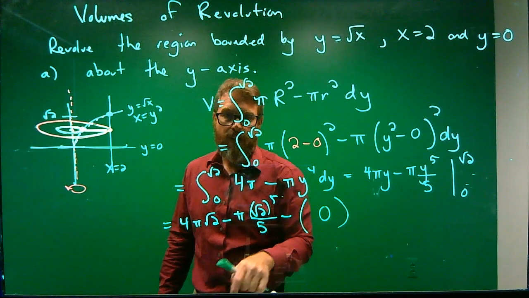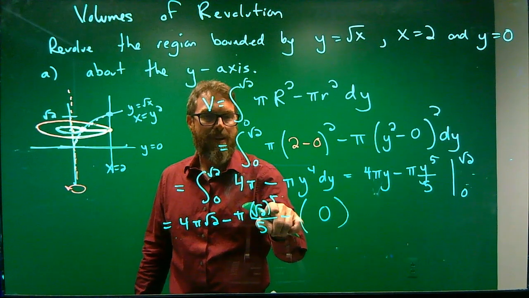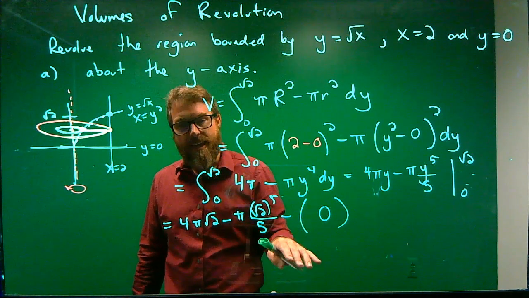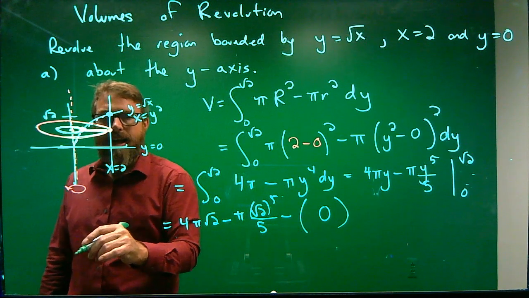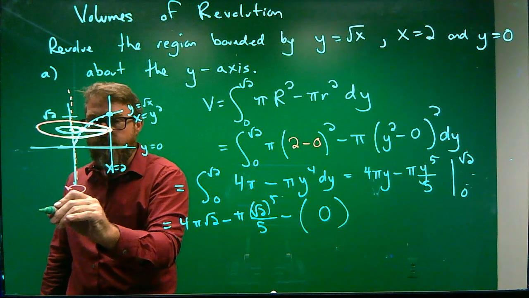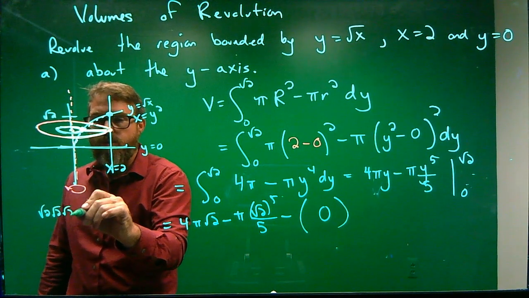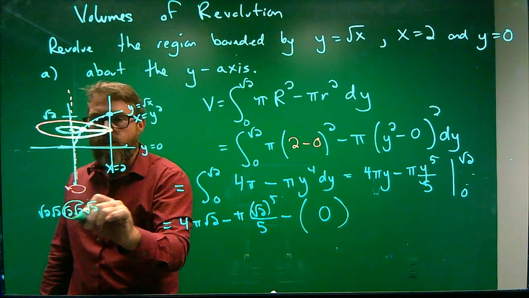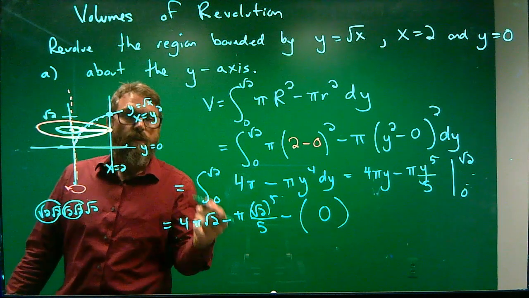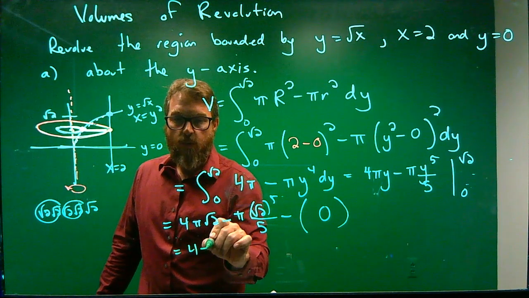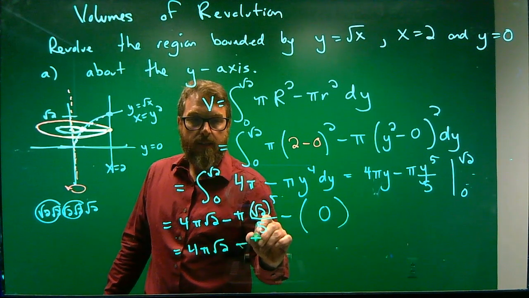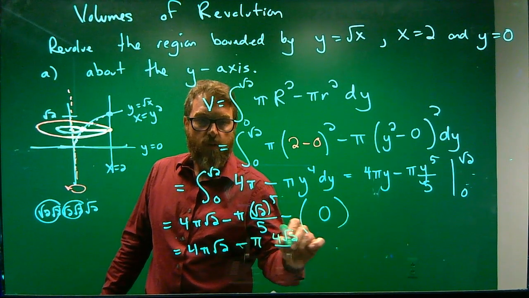Now, this is not really a very nice looking number here. So we'll just leave it as is. If you wanted to simplify it, you could, just like the root 8 was 2 root 2, but this is root 2, root 2, root 2, root 2, root 2. So that will give you 2, that will give you 2. So I could write this as 4 root 2. So this is 4 pi root 2 minus pi times 4 root 2 all over 5.